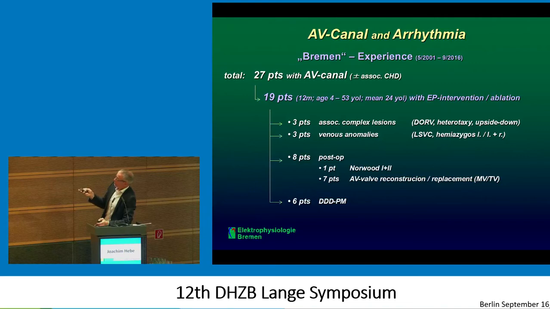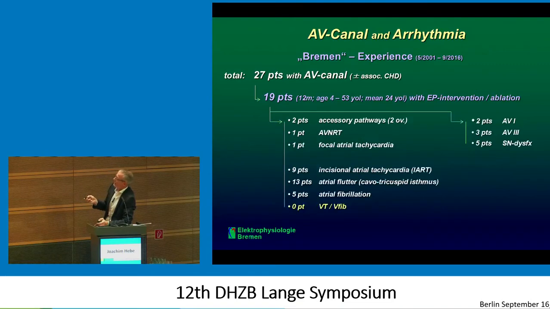Last but not least, looking at our own experience in Bremen, 15 years now I'm in Bremen, 27 patients with AV canal, of whom 19 had EP intervention. So it's not a very high number. And you can see here the associated lesions they had, so a mixed population, I would say. And these were the substrates. So accessory pathways, AVNRT, so the accidental substrates, focal atrial tachycardia. Then for sure, a high number of incisional atrial tachycardia. So this is an issue, as in all postoperative congenital heart disease, atrial flutter, and the growing number of atrial fibrillation. And I just wanted to stress the point, we had no patients so far with ventricular reentrant tachycardia. And we are getting referrals from all over the country.